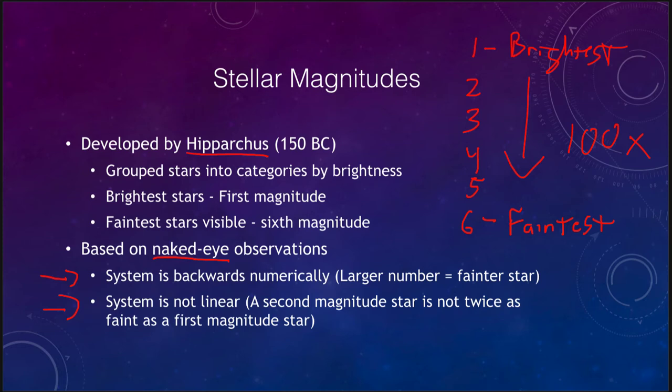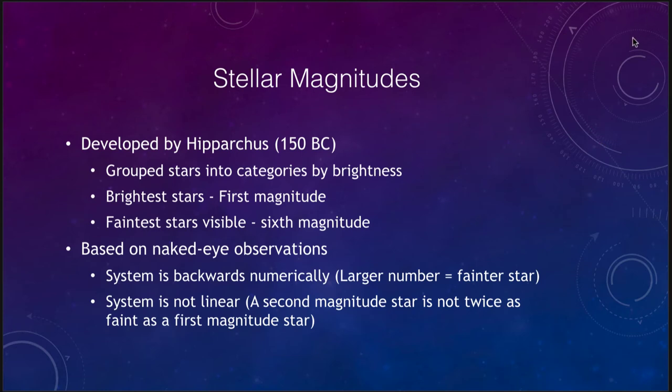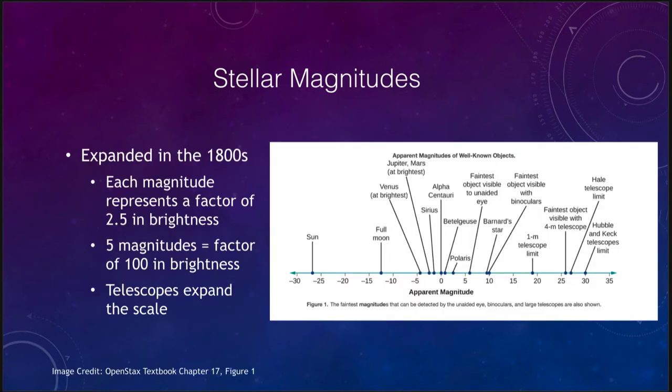Now let's look at how this was expanded. Over time, astronomers expanded this scale, but they still built on what Hipparchus did. In the 1800s, it was expanded and now ranges much further. Remember that Hipparchus only gave us this range from about first magnitude to about sixth magnitude. As we've been able to make more detailed measurements and develop more technology, we found that if you look at an object with binoculars, you can see much fainter. You can get down to 10th magnitude.